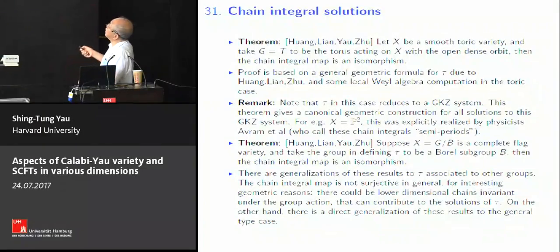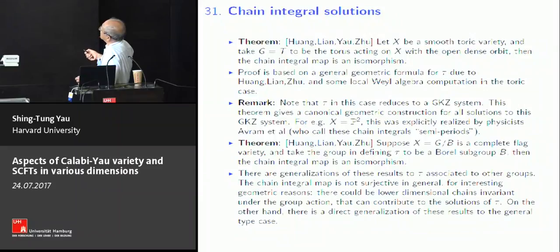Turns out we can prove that if X is a smooth toric variety and we take G to be the torus acting on X with the open dense orbit, then the chain integral map is actually an isomorphism. So this is good because that gives rise to all the solutions. These are based on some rather interesting calculations. In this case, it reduces to the GKZ system because we are talking about toric varieties now. And this was studied by several other people before. They call it something else. We call it a little bit differently.